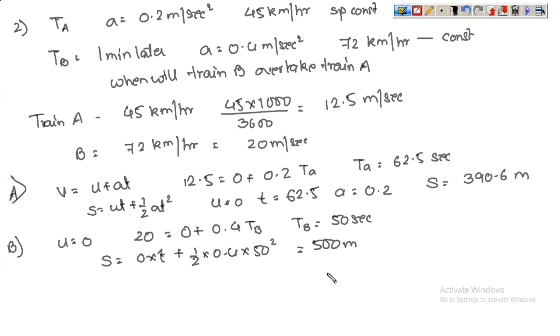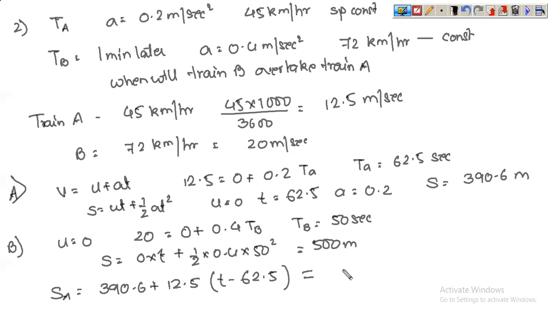Now if you see the final distance traveled after this acceleration has stopped, train A travels a distance of 390.6 plus 12.5 into (t minus 62.5). Why this 62.5? Because until 62.5, it is in accelerating mode. Once it has crossed 62.5, it attains a constant velocity for which the relationships are given.